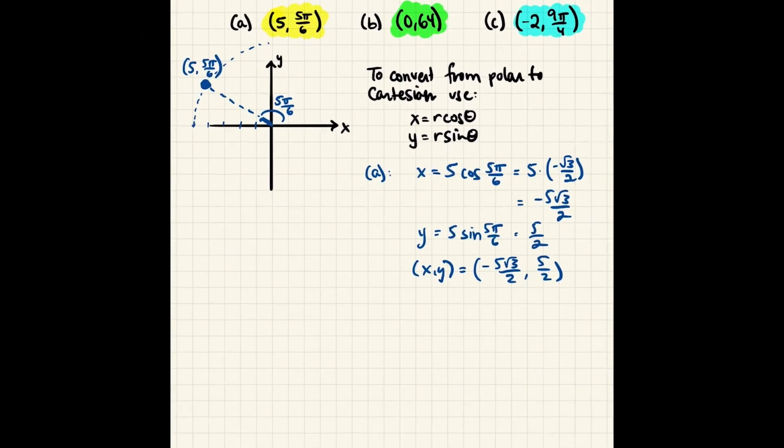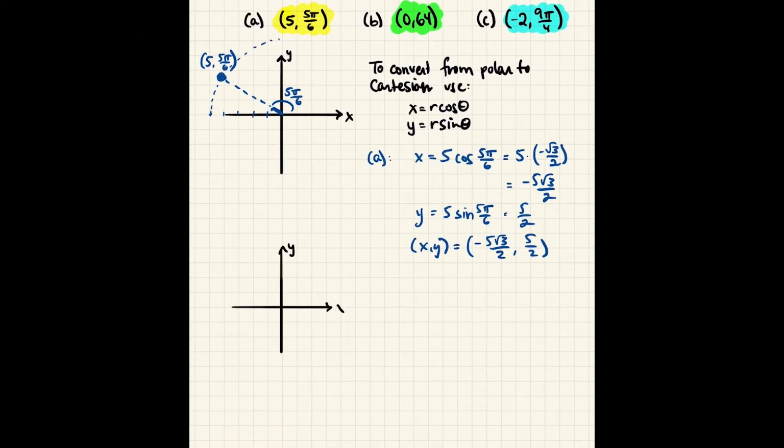All right, now let's look at B. B says move 0 units away from the origin and point yourself in an angle of 64 radians. I have no idea where 64 radians is in terms of direction, but no worries, because we are at the pole, the origin here. So that's 0 units away from the origin, pointed at an angle of 64 radians. Fascinating. Now let's do the conversion using the formulas just to practice using them.